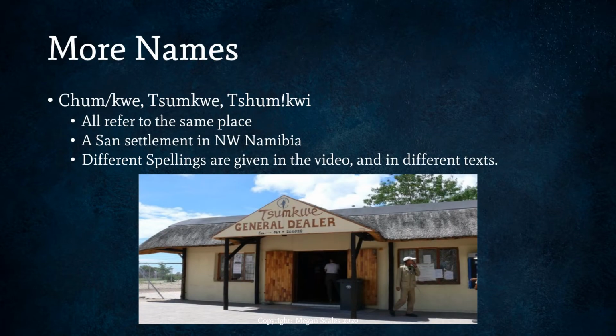Like I just said, Tsumkwe, you'll see that spelled differently in different sources that I assigned to you, but they all refer to the same place, which is a San settlement in northwest Namibia. There will be different spellings given in the video and in different texts.